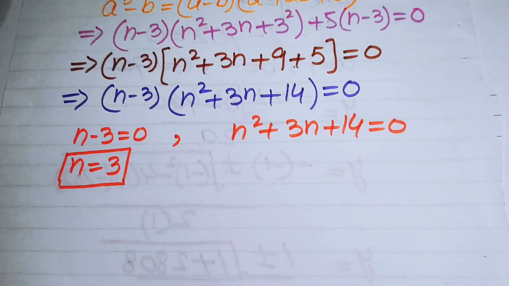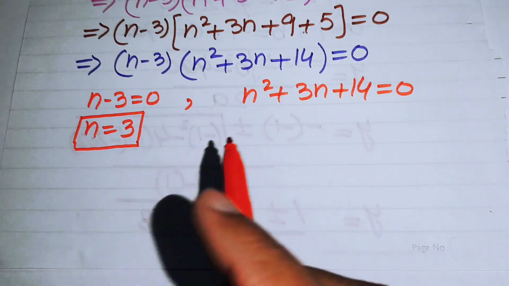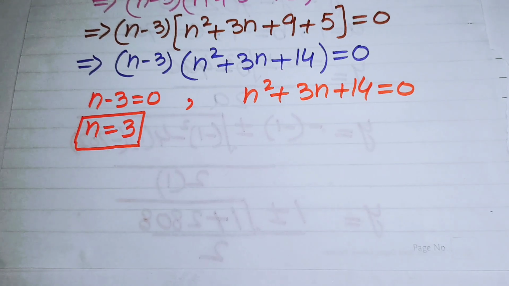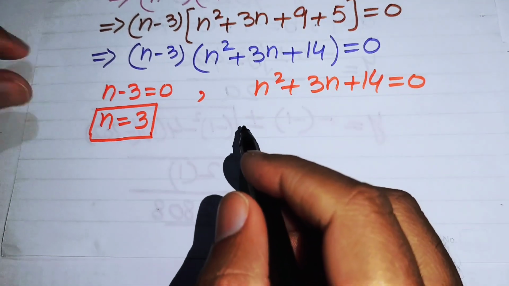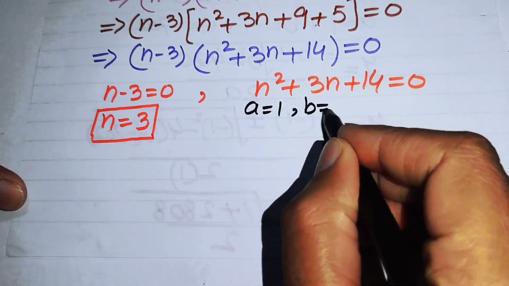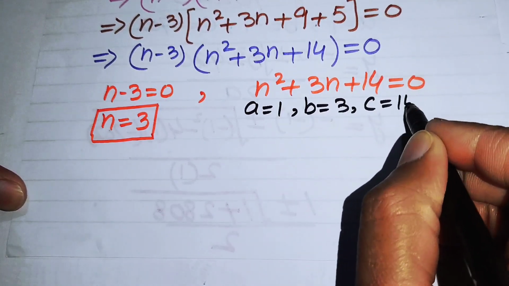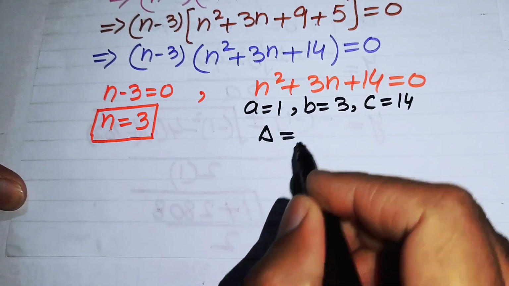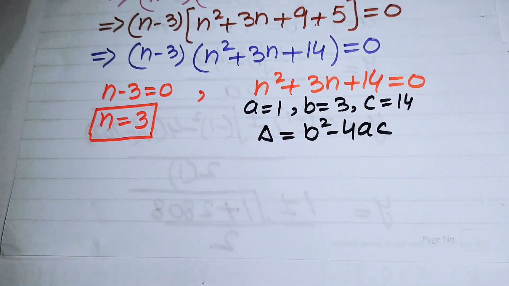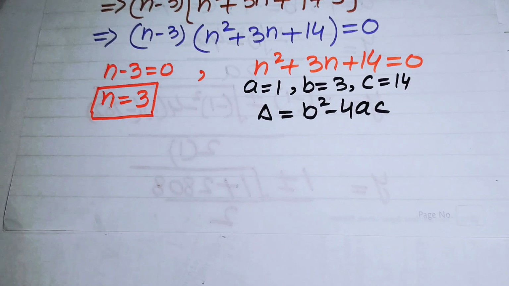So now in order to find the other real roots, we need to check whether this quadratic equation has real roots or not by using the discriminant formula. So in the discriminant formula we need the coefficients of this equation. So we have a equals 1, b equals 3, and c equals 14, and our discriminant delta will look like this: b squared minus 4 times ac. So now I will explain a little bit about the discriminant, how we check the real roots or complex roots in this formula.